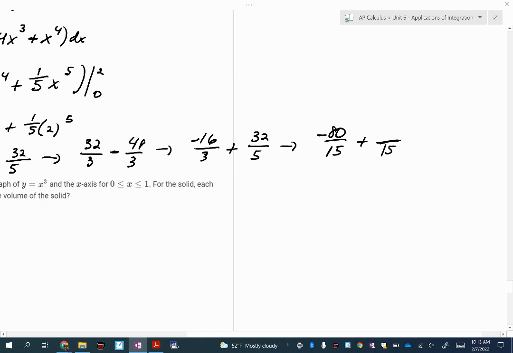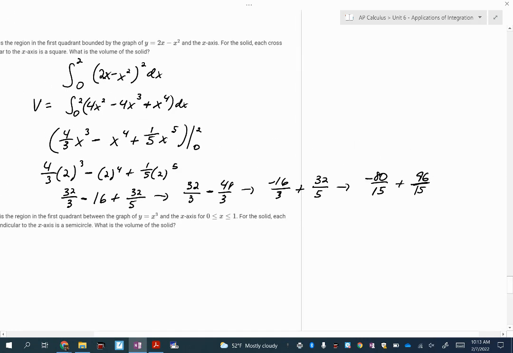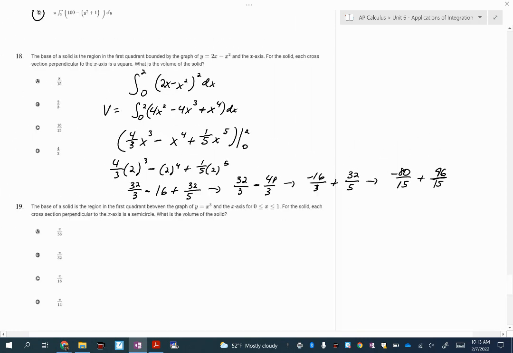That's going to be times 3 would be 96. So that's going to be 16/15 for this one. Let's see if I got that. 16/15. So 18 is going to be C. All right, let's go to 19.